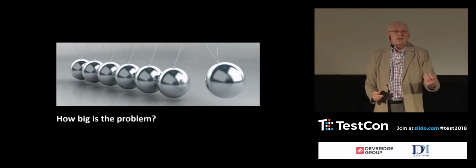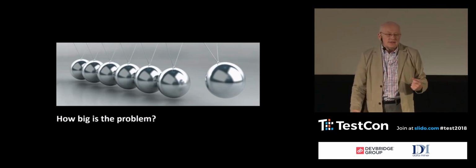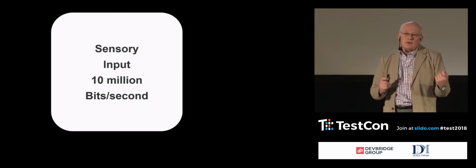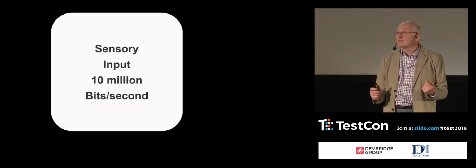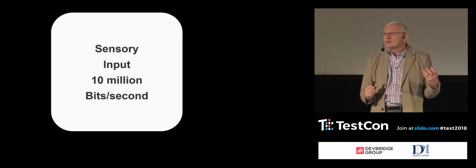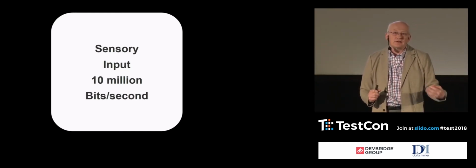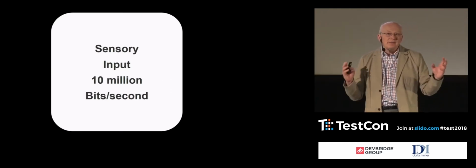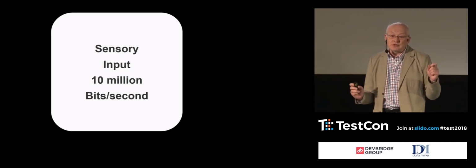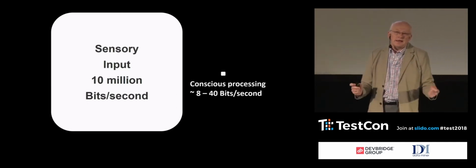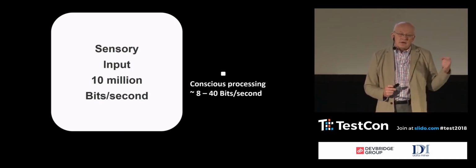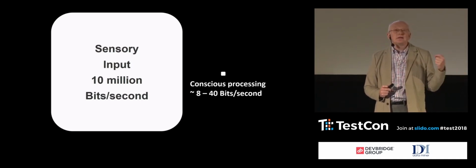So, first question, how big is the problem? Every second of your waking life, you will receive about 10 million bits of sensory information, primarily from your visual, but also from your audio, from touch, from smell, from taste. But how many bits of information can you consciously process? It's typically about 8 to 40 bits per second. So you have to get down from 10 million to 8 to 40.